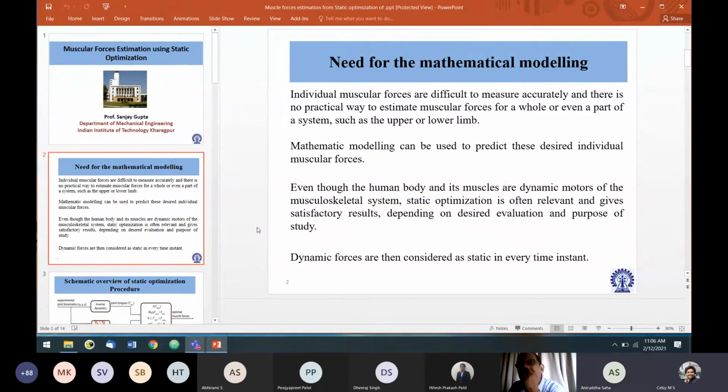All the muscles have equal stresses, so the sigma is the same for all of them. Means stress is the same throughout, for every muscle.